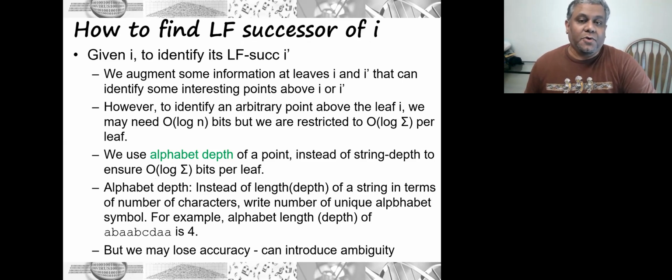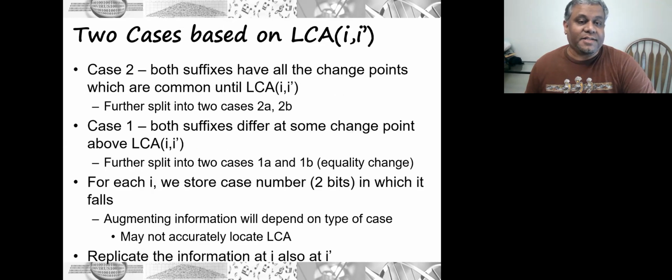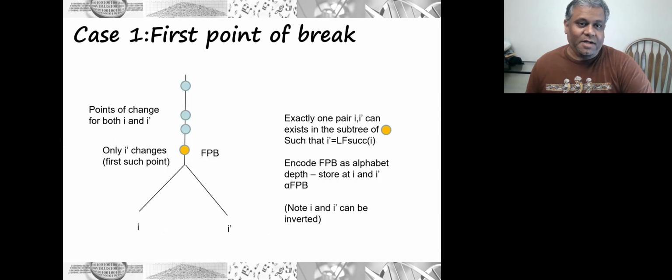For that, what we do is that we write some augmenting information in every leaf, so that given I, I can identify I prime. So I write some information in I, I write similar information in I prime, and then when I search from I, I go to I prime. To search for I prime from I, we put a few cases here. The first case is that, let's say I and I prime have this node as their lowest common ancestor, that is LCA. Above LCA, they have all these change points which are common, but suddenly this is a change point for I prime, but it's not for I. So what's going to happen? This is called the first point of break.